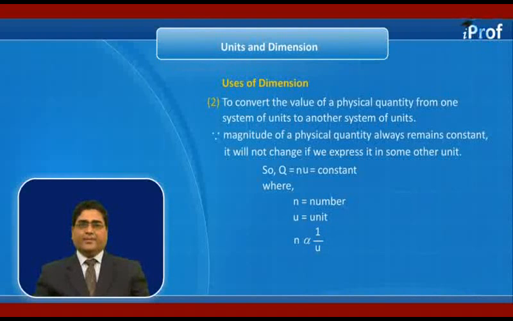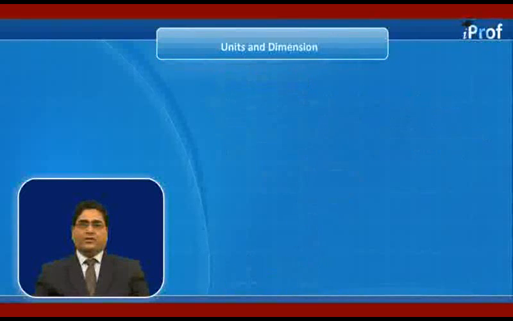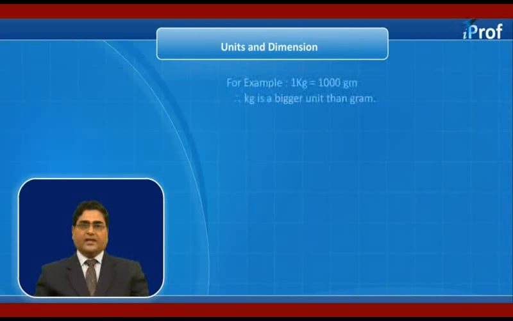So, n is inversely proportional to U. So, we can say if n is more, then U will be less. So if n is bigger, U will be smaller, and vice versa. That is, if n is smaller, then U will be bigger. For example, 1 kilogram equal to 1000 gram. Since 1 is less than 1000, so kilogram is a bigger unit than gram.